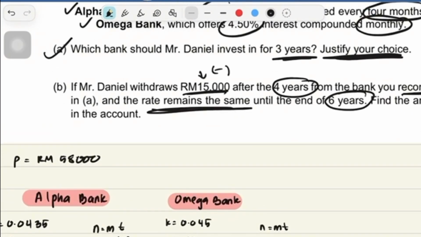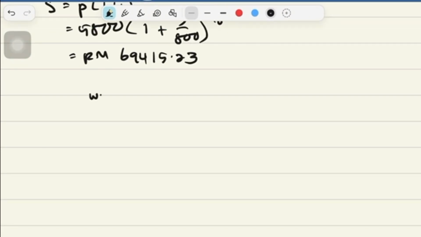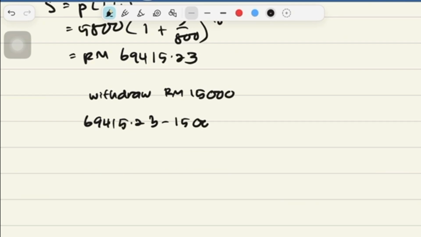And here it says he withdraws 50,000 ringgit. So we need to minus it. So the S value minus the withdrawal, which is 50,000 ringgit. And we got 19,415 ringgit 23 cents.